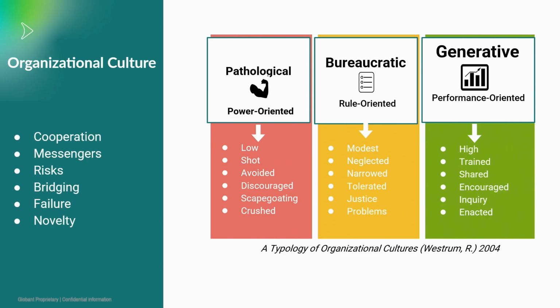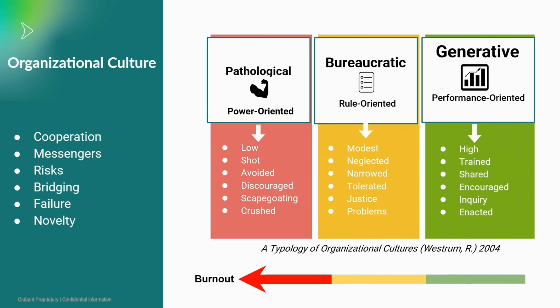And in the generative culture, which is the top one, the cooperation is high. The messengers, those who bring bad news, are trained. The risks are shared around the teams. Failure leads to inquiry and not to blame. And novelty is implemented. So we used the organizational culture typology based on Westrum to understand the culture of the team.